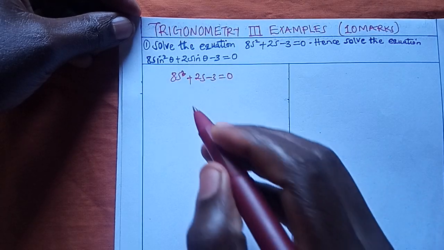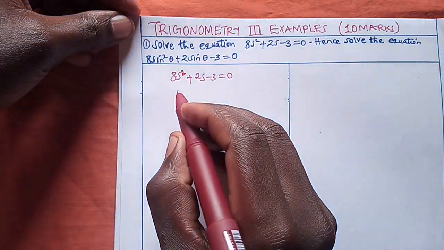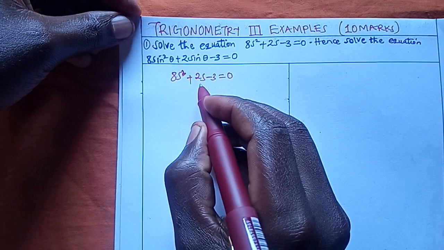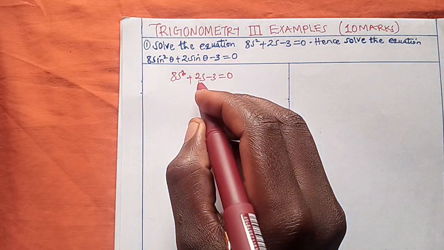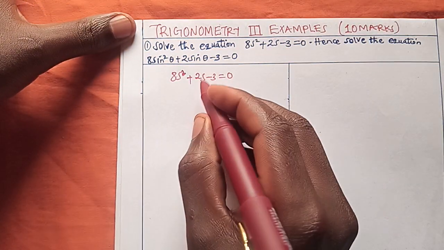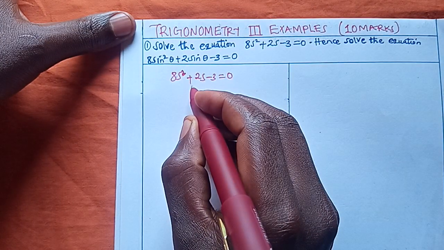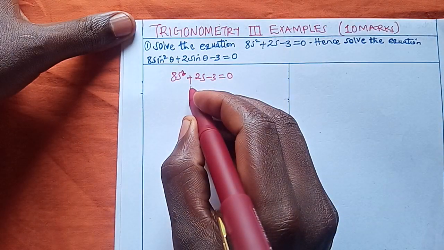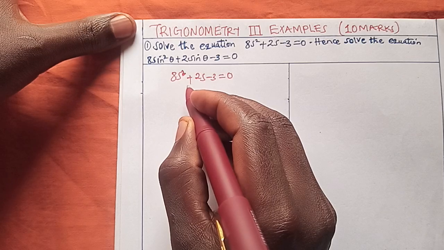So we begin by writing the equation as 8 sine square theta plus 2s minus 3 is equals to 0. This is a quadratic equation, and when we have a quadratic equation here, we are going to use the product sum factor method to help us get the two values of this s that we have been given.